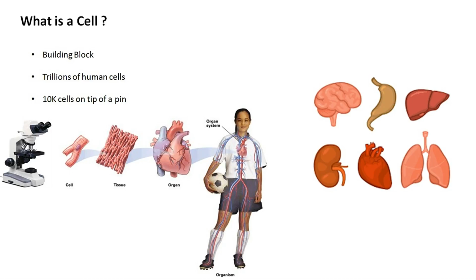Would you be able to see the cells with your bare eyes? No way. In our body, there are many cells, more than 1 trillion in number. Just to give you an idea, if you take a paper pin, you can place 10,000 cells on the tip of that pin. So I hope you can imagine how small the cells are.